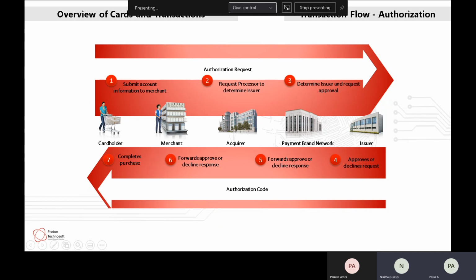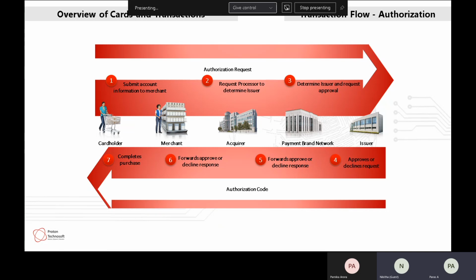The acquirer will look at that particular transaction and see, okay, this is not for me. This card belongs to ICICI Bank and I don't have this account holder's information with me. So I cannot verify the card details and I cannot verify the balance in this account. So HDFC Bank will try to reach the issuer, which is ICICI Bank. Now, HDFC Bank doesn't have direct connectivity with ICICI Bank. So there has to be an intermediary which can connect both HDFC and ICICI. That is where a payment brand network comes into the picture, which is Visa, MasterCard, etc.